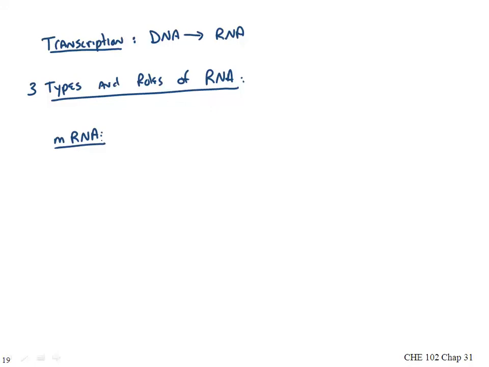mRNA, tRNA, and rRNA. I don't know if the order matters when we talk about them. mRNA is called messenger. Those names stick in people's heads because the M, R, and T pretty much tell you what it is. And what this really does is transport the DNA information.